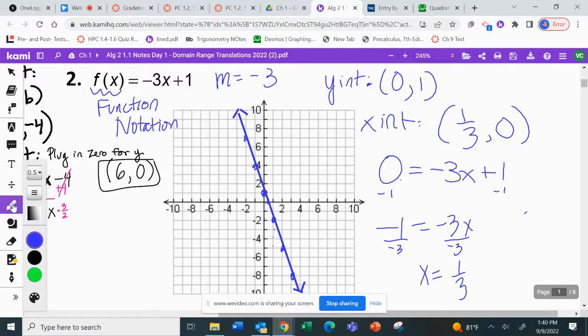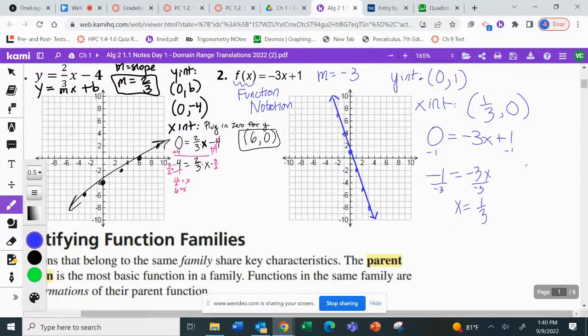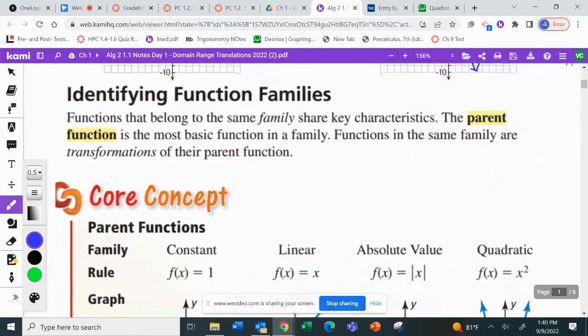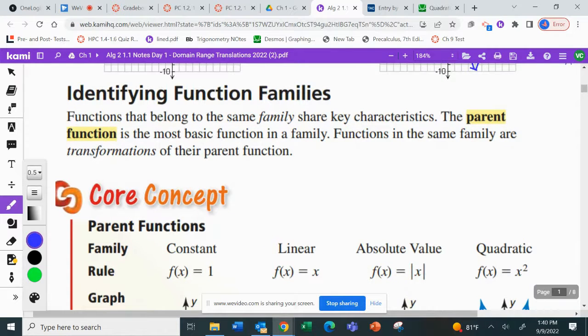No. All right, now we're going to move on to some new vocabulary. We have not talked about this vocabulary yet. Functions that belong to the same family share key characteristics. So we're going to talk about what a parent function is. It's the most basic function in the family. It's like the mom function or the dad function. It's the parent function. The most basic. There are no transformations on this parent function.